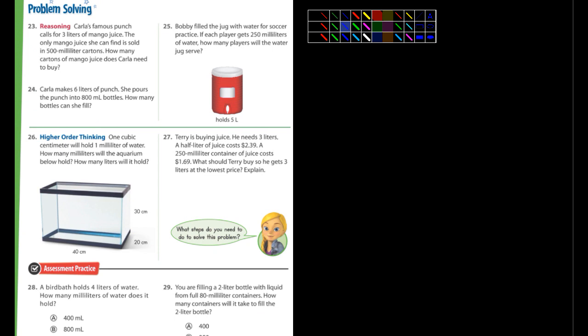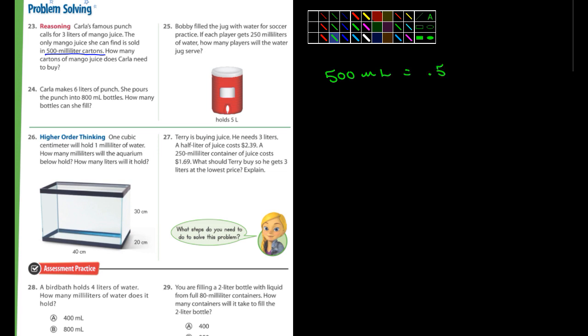Reasoning. Carla's famous punch calls for 3 liters of mango juice. The only mango juice you can find is sold in 500 milliliter cartons. How many cartons of mango juice does she need? Okay, so 500 milliliter cartons. Well, 500 milliliters is how much of a liter? Well, I think that was one of the problems we did very early on. 500 milliliters equals 0.5 of a liter, or you might say a half a liter.